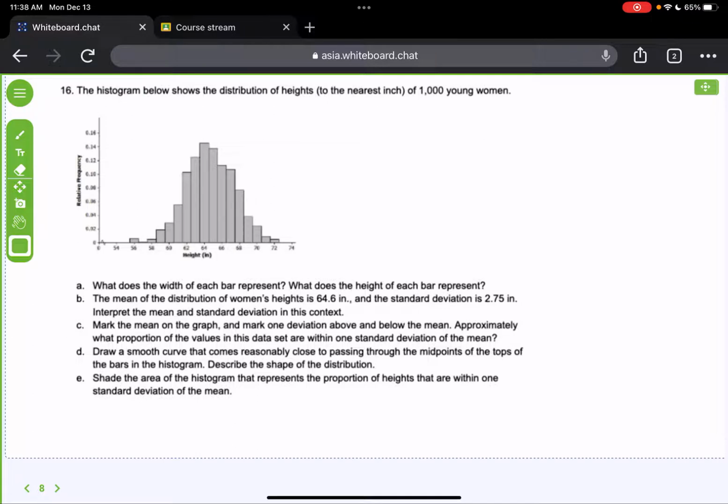Page 8, number 16 says, the histogram below shows the distribution of heights to the nearest inch of 1,000 young women. What does the width of each bar represent? What does the height of each bar represent? Well, the width of each bar is 1 inch. So this is going to be about 1 inch of height.